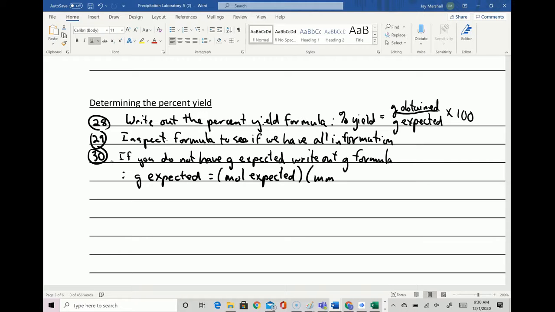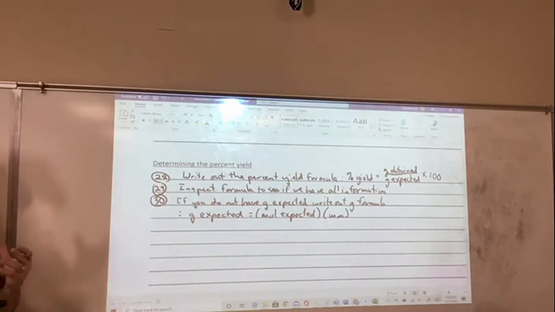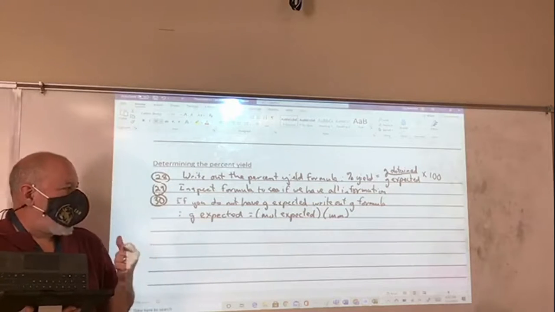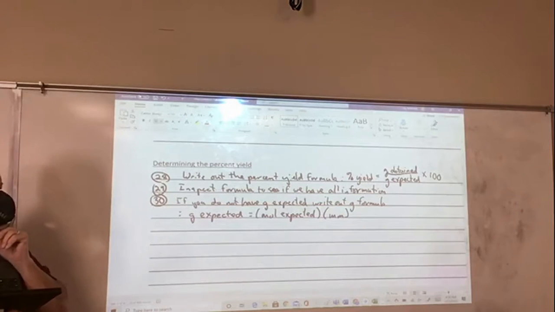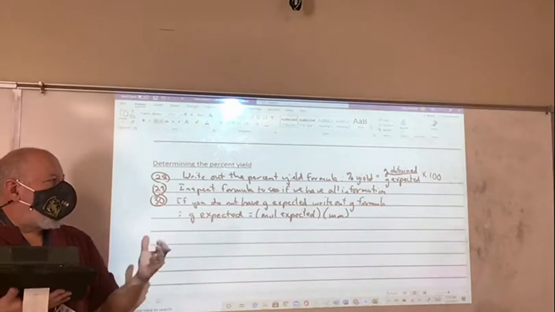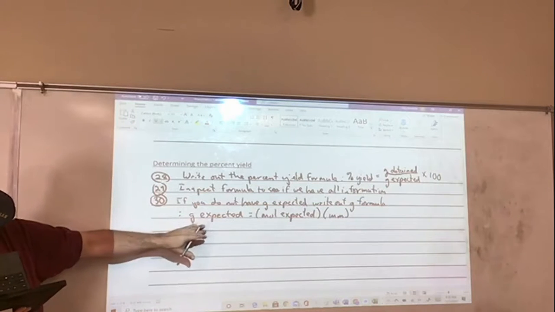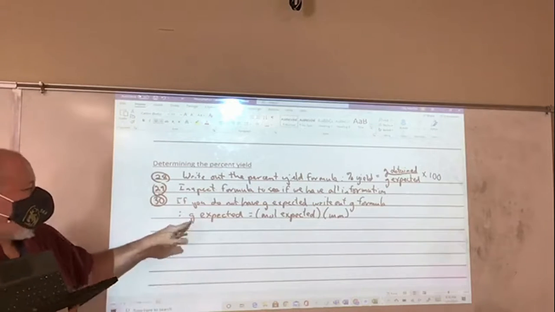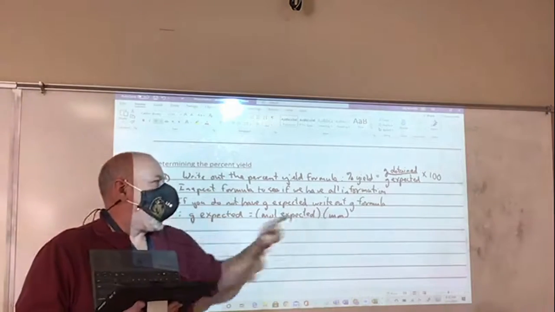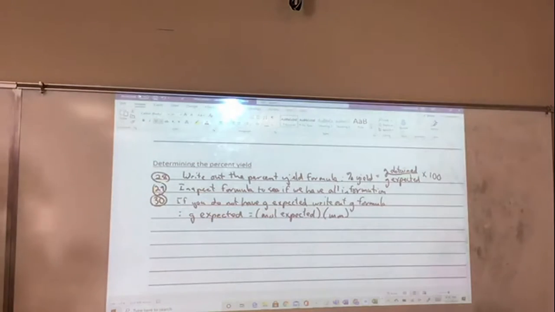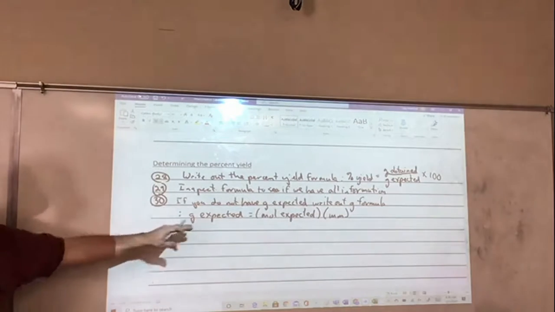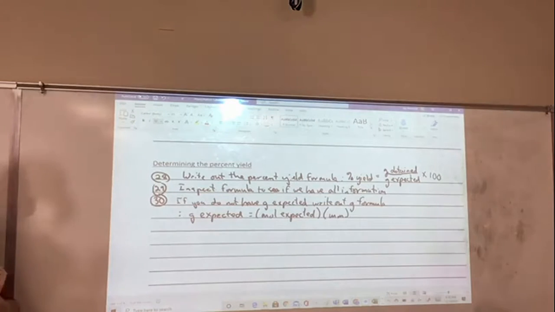times molar mass. Okay? And that's why I like this process of thinking about this as a whole group. We're coming up with things that we should probably include on our own. We're not just depending on Marshall to say everything. So that's a great idea. Grams expected equals moles expected, but it's still the same formula, right? Grams equals moles times molar mass. So if you do not have grams expected, write out the gram formula. Grams expected equals moles expected times molar mass.